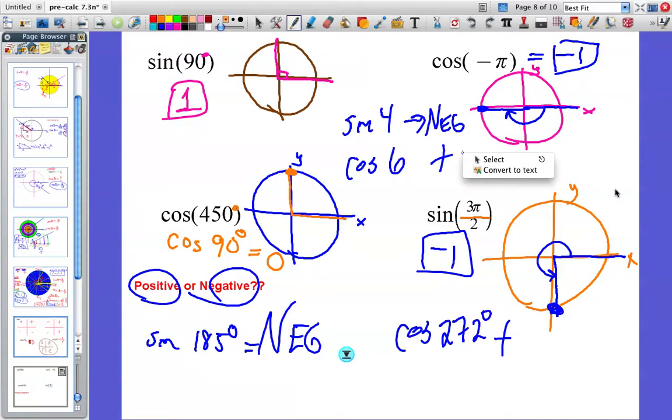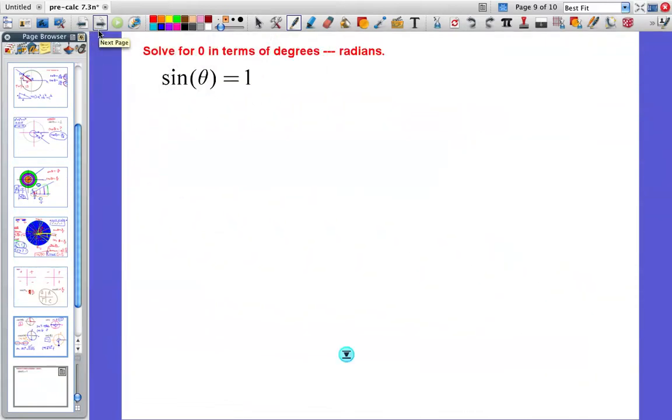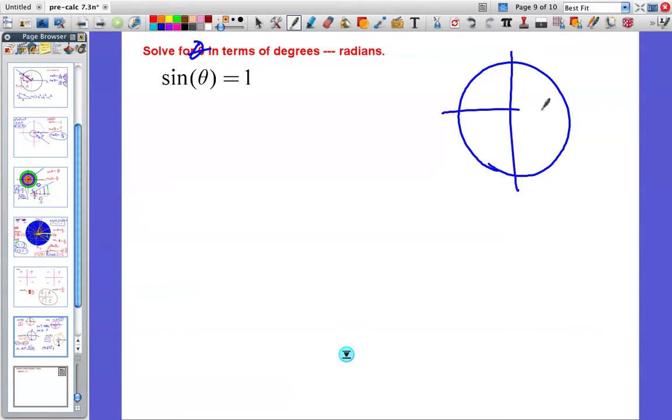All right. I don't know if I've got another one right here or not. Hang on. I have one of these. Solve this. This is a good one to end with. We probably should do that circle really quick. Solve for, that's supposed to be a theta. Solve for theta in terms of degrees. Solve for theta in terms of radians. And it says the sine of theta is 1. That's a good one there.